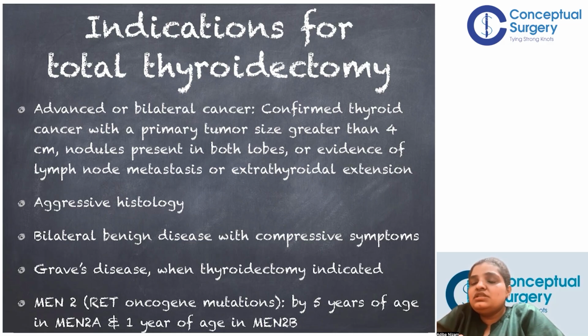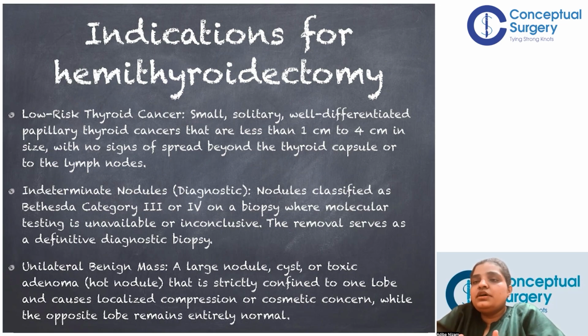In these patients who have RET oncogene mutations, they should undergo total thyroidectomy by the age of 5 years in MEN2A and by the age of 1 year in MEN2B syndromes. So now, indications for hemithyroidectomy. When we have a low risk thyroid cancer, which could be a well differentiated thyroid cancer ranging in size between 1 to 4 centimeters with no signs of spread beyond the thyroid capsule or to the lymph nodes.